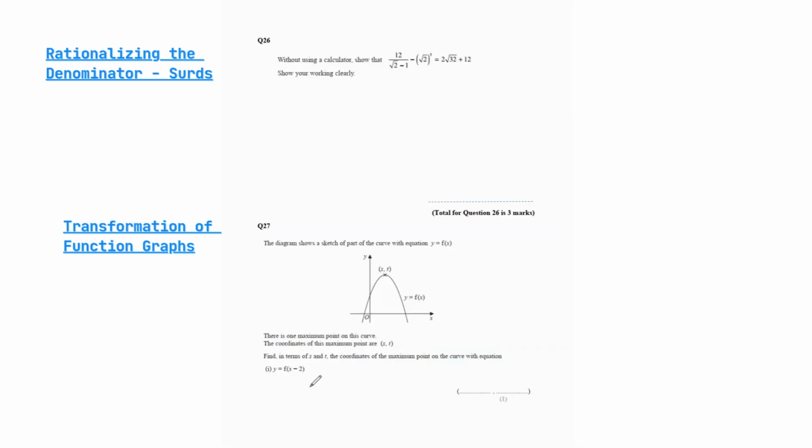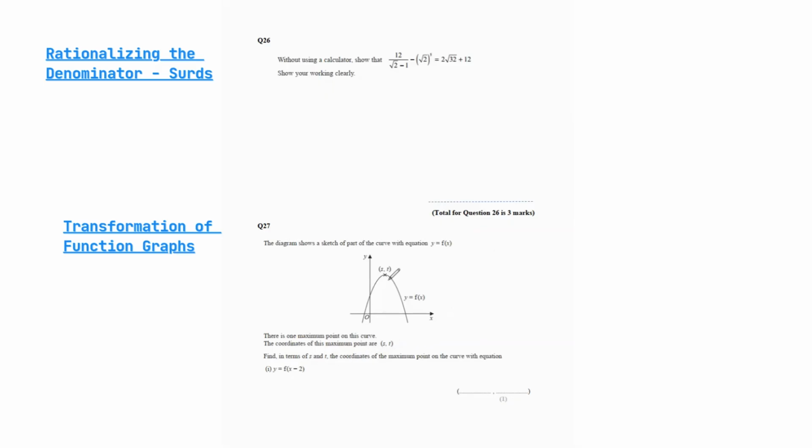So for this, you need to remember your transformation of functions. If something is being directly added or subtracted to x, that means we're moving the graph horizontally. If something is being directly added or subtracted from f of x, that means you're moving the graph vertically. Now over here, it's f of x minus 2. If something is being directly subtracted from x, that means you move that many units to the right side.